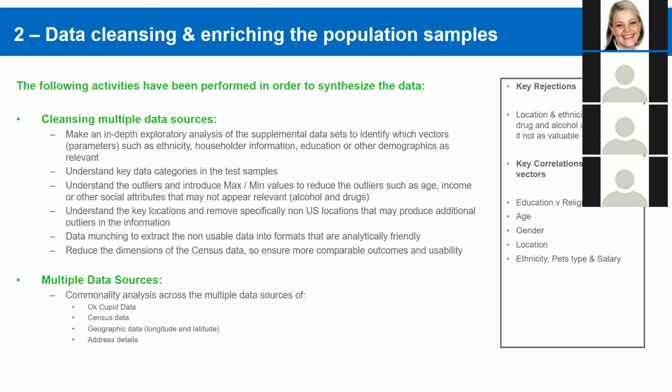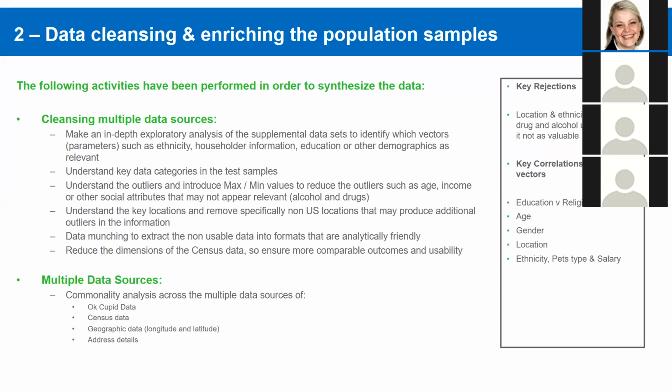We also understood that there would be outliers. We looked at the different outliers, such as the age. We noticed that one of the profilers was 110 and dating. So we didn't think that actually applied to our marketing purposes for today. We took that into account when we looked at relevant data. We introduced maximum and minimum values to reduce those outliers. And we did things like that to the income and other social attributes that might not have been relevant for us, such as, we did the minimum maximum for alcohol and drugs.